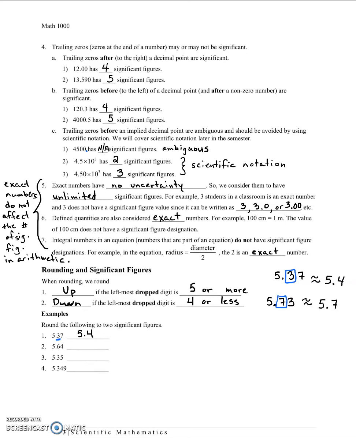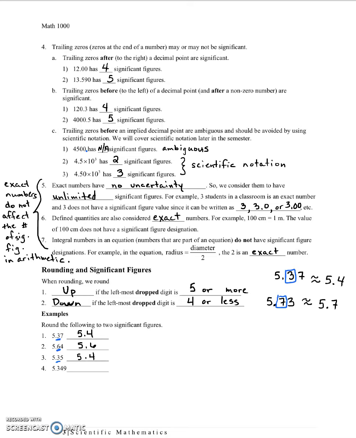Okay. For the 5.64, 6 is the second significant digit. 4 means round down, so we have 5.6. 5.35, we're still looking at the 3 because we're doing 2 significant figures. And the rightmost digit that we're dropping is a 5, so we say 5.4 because the 5 makes the 3 round up.